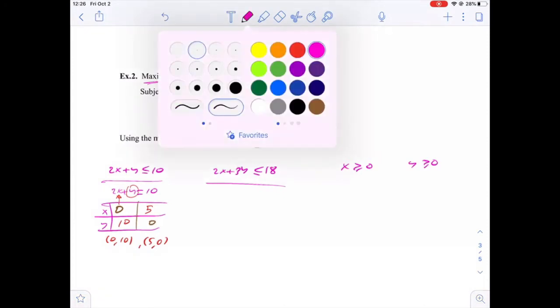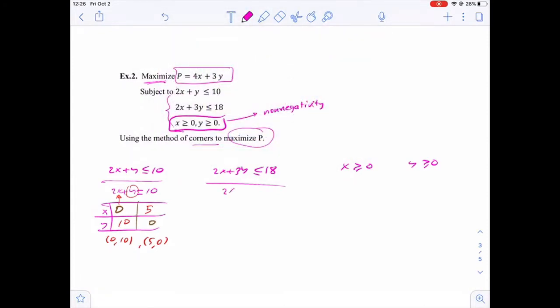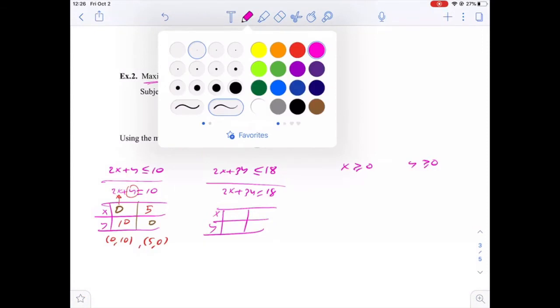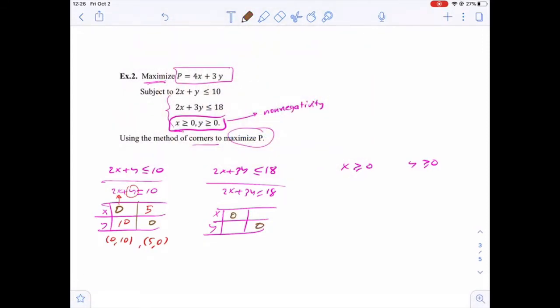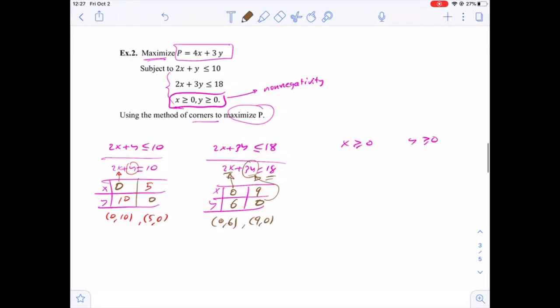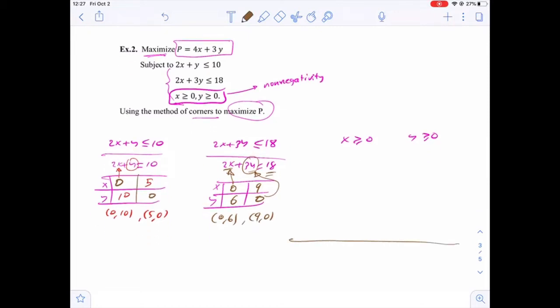And for the second one, we convert it into an equation, and then we make a table, and we determine 2 points. When x equals 0, 3y equals 18, that means y equals 6. And when y equals 0, 2x equals 18, that means x equals 9. So the 2 points are 0, 6, and 9, 0. Now we graph the region.